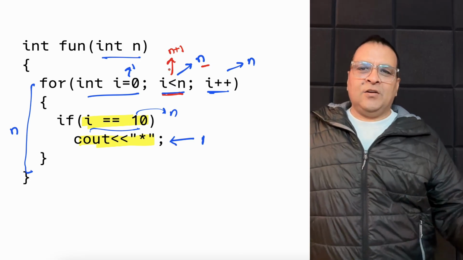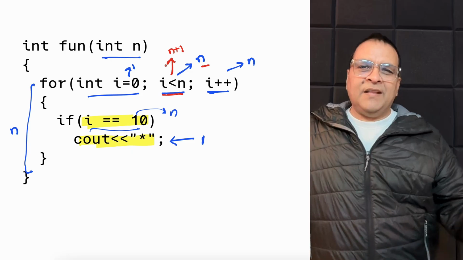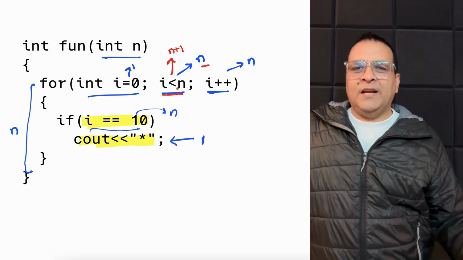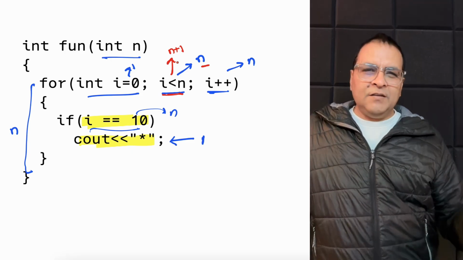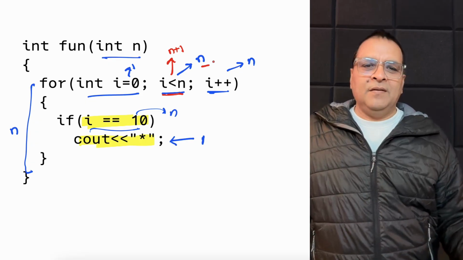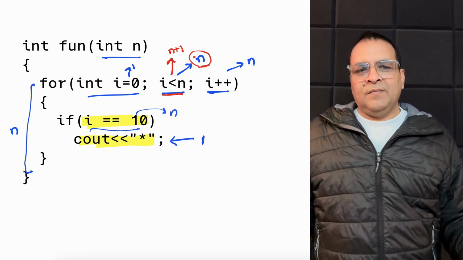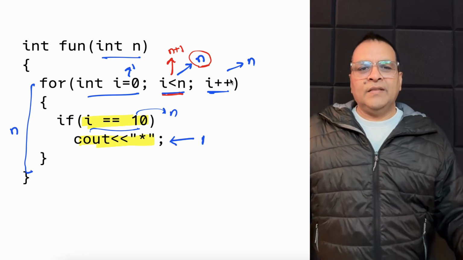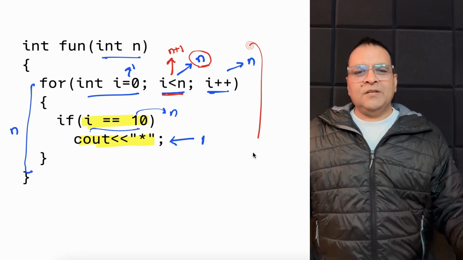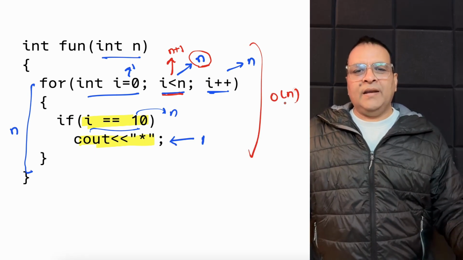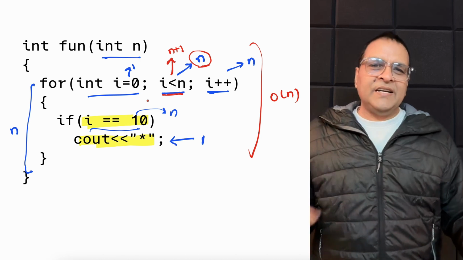After the last iteration of the loop, this condition will be checked, and when this condition becomes false, then we move out of this while loop, this for loop. So the condition will be checked exactly n plus 1 times. But we say that this is checked n times because we ignore the constants. So if you ignore the constants, then you can figure out that the time complexity of this piece of code is also big O of n, because the conditions are being checked n times.